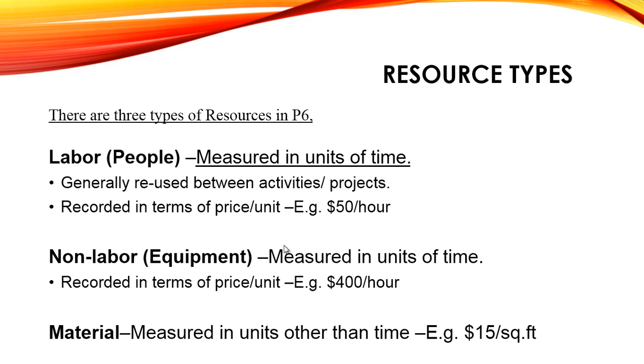So the non-labor resource is also measured in units of time and recorded in price per unit. For example, if you bring bulldozers for cleaning the site, bulldozers are heavy machinery. They work in hours, or maybe in days, 8 hours per day. You can also adjust the prices according to how much they will charge on the site, so you can put that in.